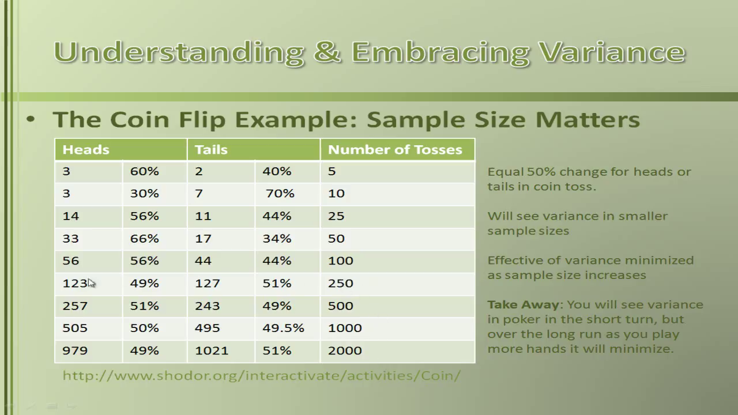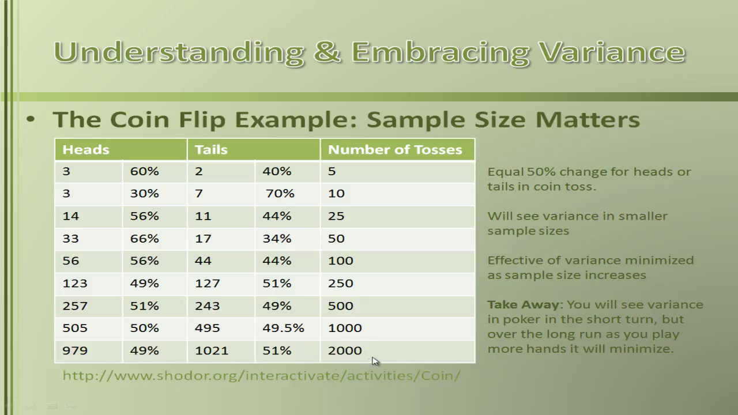But as we increase our sample sizes, 250, 500, 1,000, and 2,000 sample sizes, all independent, you'll notice the variation is much smaller, right? Here we have 51% and 49%, so pretty close to dead even. Again, on 500 we're 51 and 49, on 1,000 we're 50.5 and 49.5, and then on 2,000 we're 49% here and 51% here.